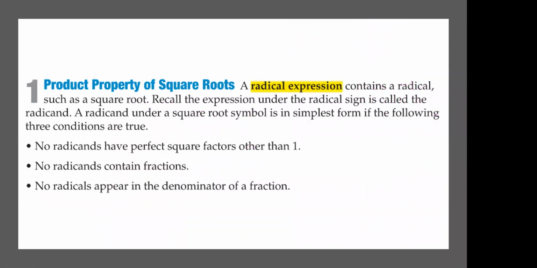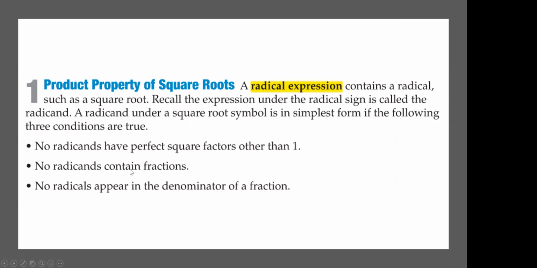All right, so the product property of square roots. A radical expression contains a radical such as a square root. Recall the expression under the radical sign is called the radicand, and a radicand under a square root symbol is in simplest form if the following 3 conditions apply. First, no radicands have perfect square factors other than 1. So you're almost simplifying what's underneath the radical.